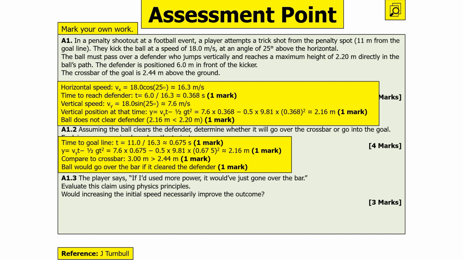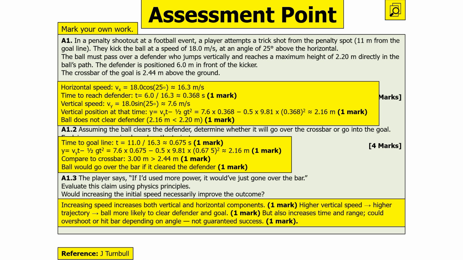Now the next question says, increasing the speed will therefore increase both the vertical and horizontal components of the velocity. The higher the vertical speed, the higher the trajectory. So the ball is more likely to clear the defender at the goal, but it also increases the time and the range, so it could either overshoot or hit the bar depending on the angle. So it's not going to be a guaranteed success.